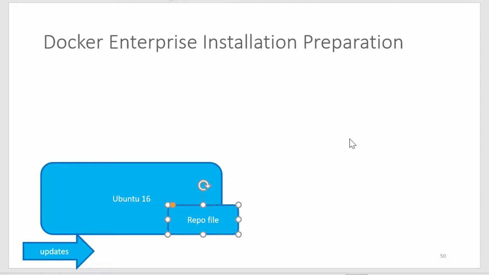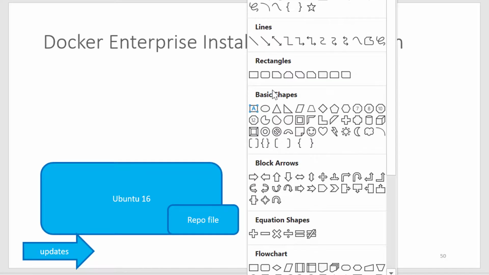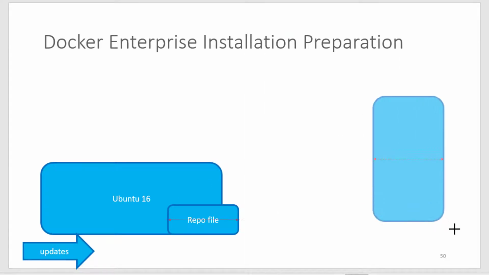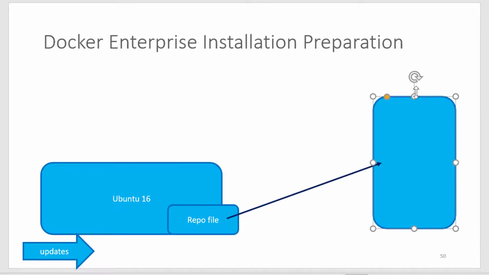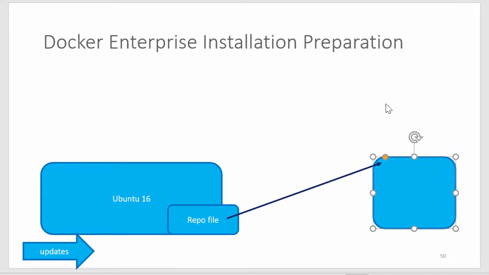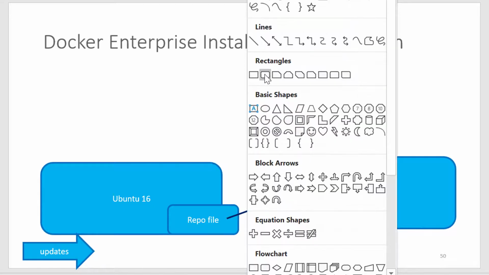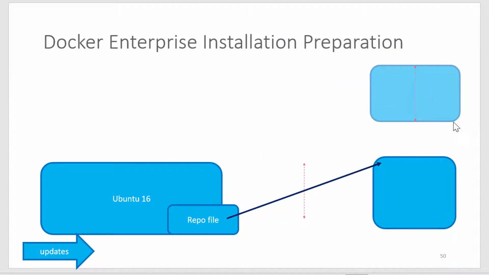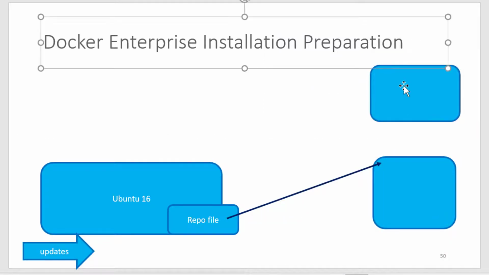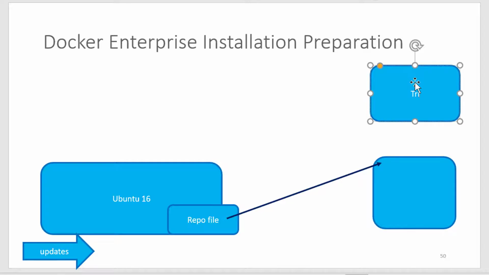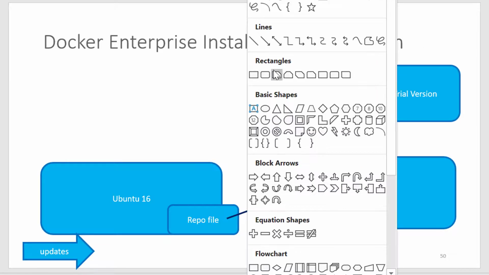The repo file will have the details on where the repository of Docker Enterprise is available. As a part of the Docker Hub, I am going to get a trial version. As a part of the demo, I will be explaining how to get the trial version license and from where to get it. So I will be having the trial version, and I will be setting the required environmental variables.